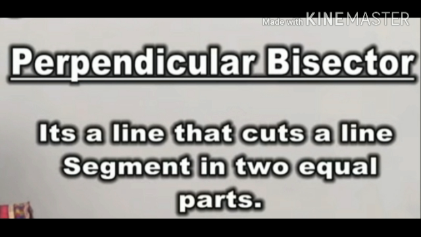Next, the perpendicular bisector, lamb dubhajak. It is a line that cuts a line segment into two equal parts.